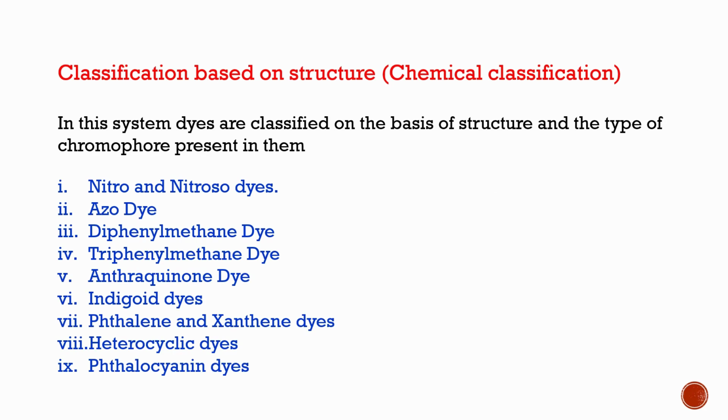The first one is the classification based on structure, that is chemical classification. So in this system, the dyes are classified based on the structure and the type of chromophore present in them. And according to this they can be classified into the following: nitro and nitroso dyes, azo dyes, diphenyl methane dyes, triphenyl methane dyes, anthraquinone dyes, indigoid dyes, phthalein and xanthene dyes, heterocyclic dyes, and phthalocyanine dyes.